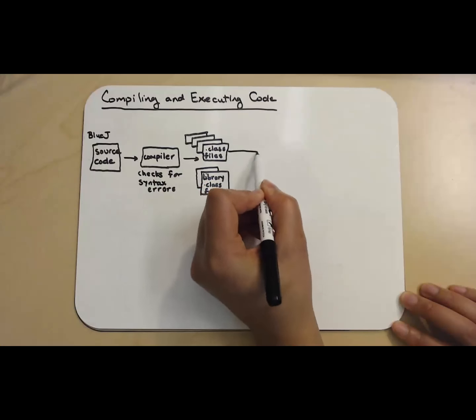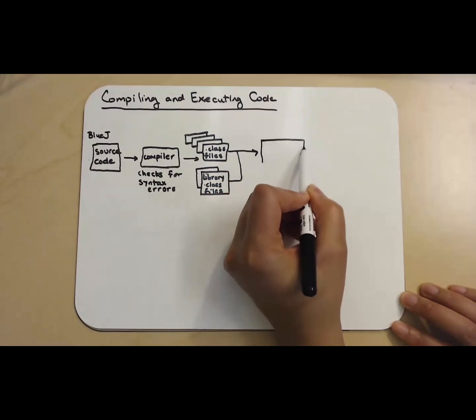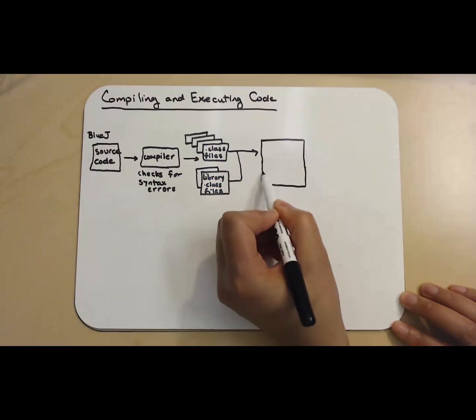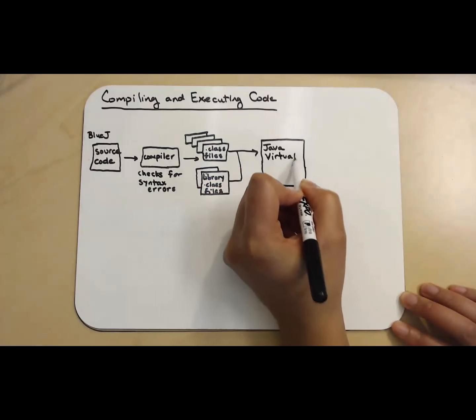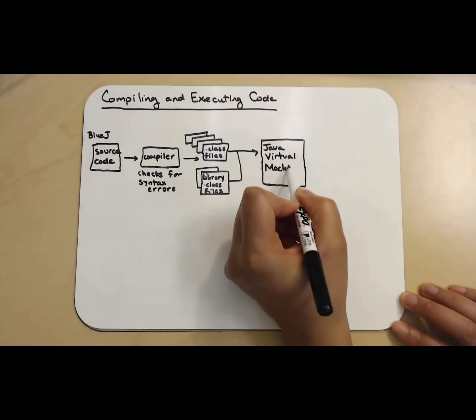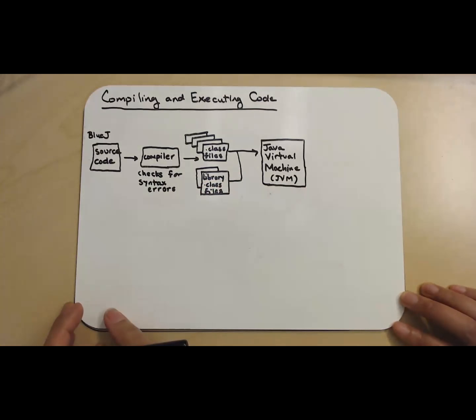Together, all of these are combined and passed into a program known as the Java Virtual Machine, or the JVM for short. On the command line, when I compiled and then ran the code by saying java and then giving it compound interest, that was the Java virtual machine. I was starting the Java virtual machine. In BlueJ, every time you right click and hit main, you are starting the Java virtual machine.